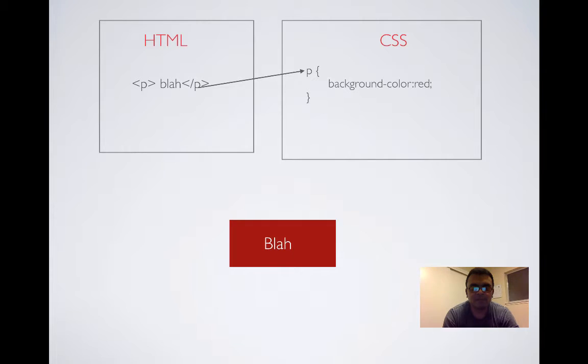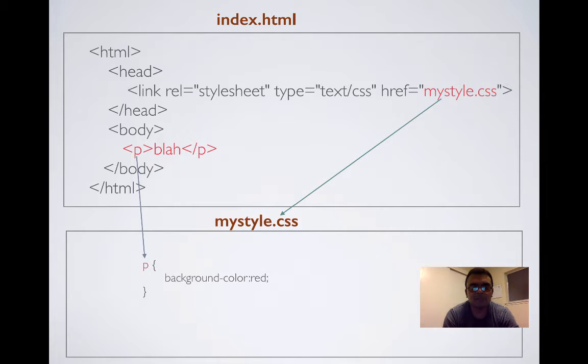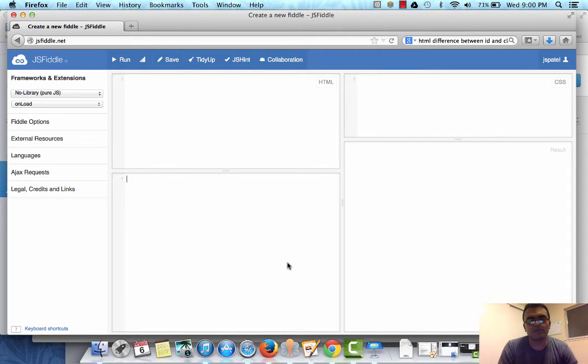Now if you look at the full HTML file, it would look like this. On the top, let's say you have your index HTML file, and you have your header, where you would write your reference to your CSS file, mystyle.css. In the body, you have the paragraph, and in mystyle.css, you would write your style for the paragraph. So P here is the CSS selector. Let's do some coding here.